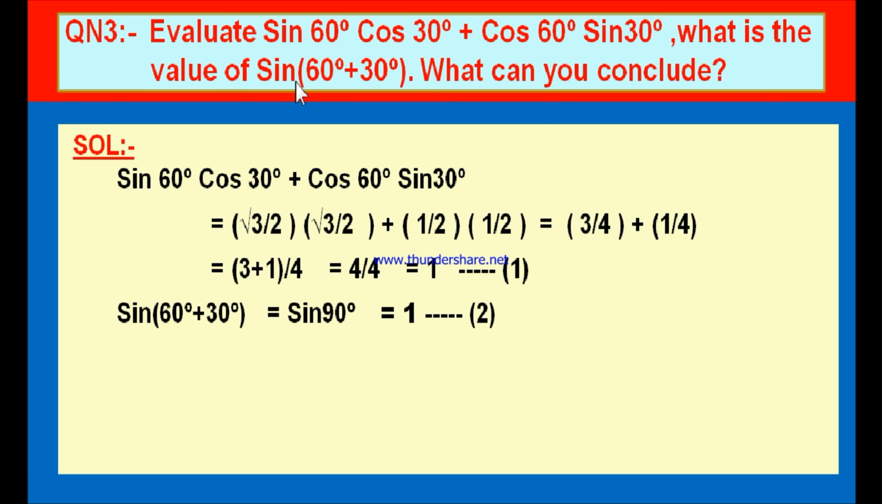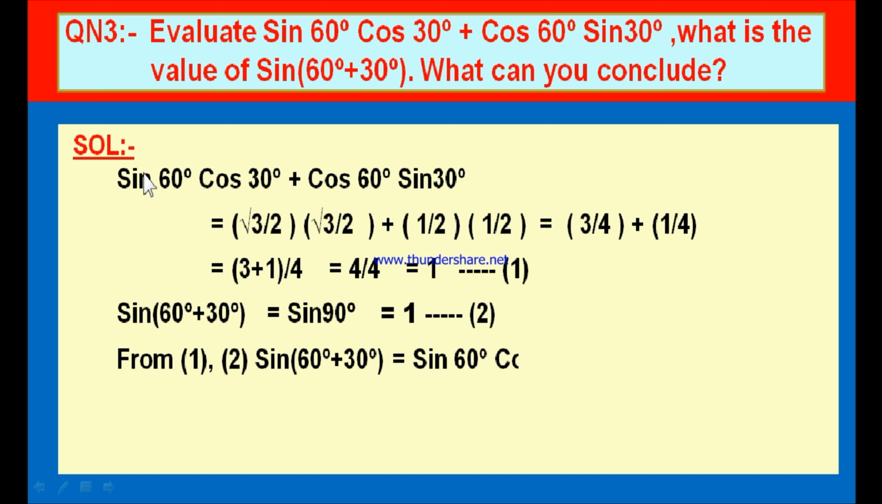What is the second value to be found? The second value is we have to find sin 60 degrees plus 30 degrees. What is 60 degrees plus 30 degrees? 90 degrees. Sin 90 degrees value is 1. Now if you observe the first and the second values, this value is also 1 and sin 30 degrees plus 60 degrees is also 1. These two RHS are equal. Therefore you can equate these two LHS. From the equations 1 and 2, sin 60 degrees plus 30 degrees is equal to sin 60 degrees into cos 30 degrees plus cos 60 degrees into sin 30 degrees.